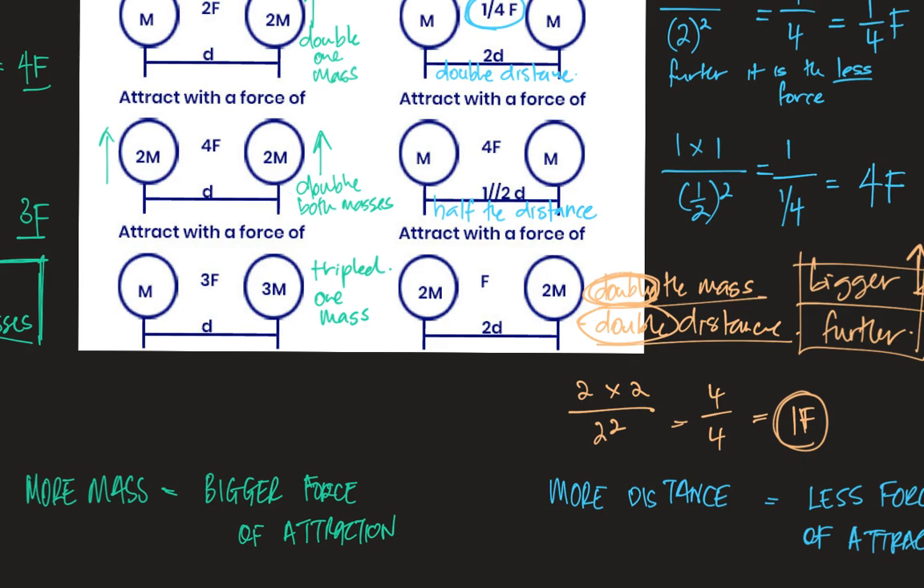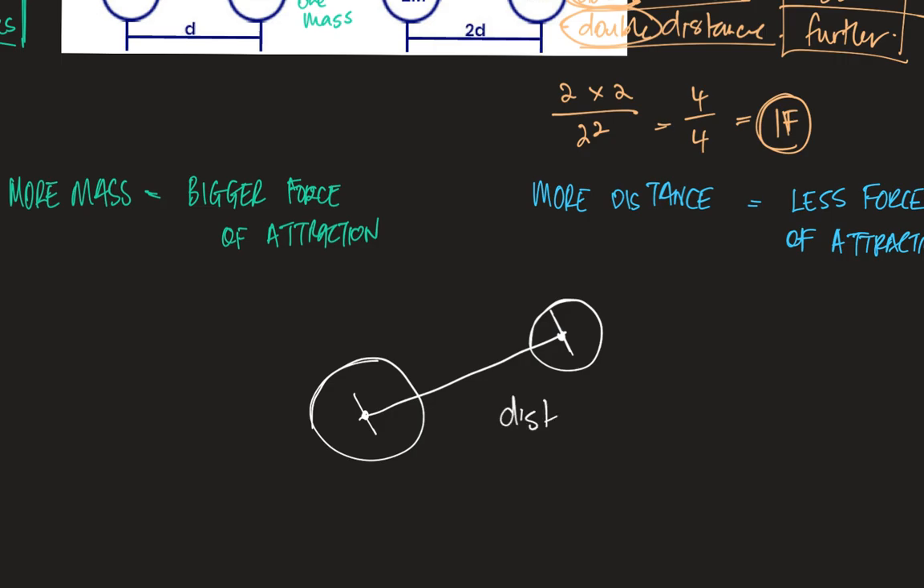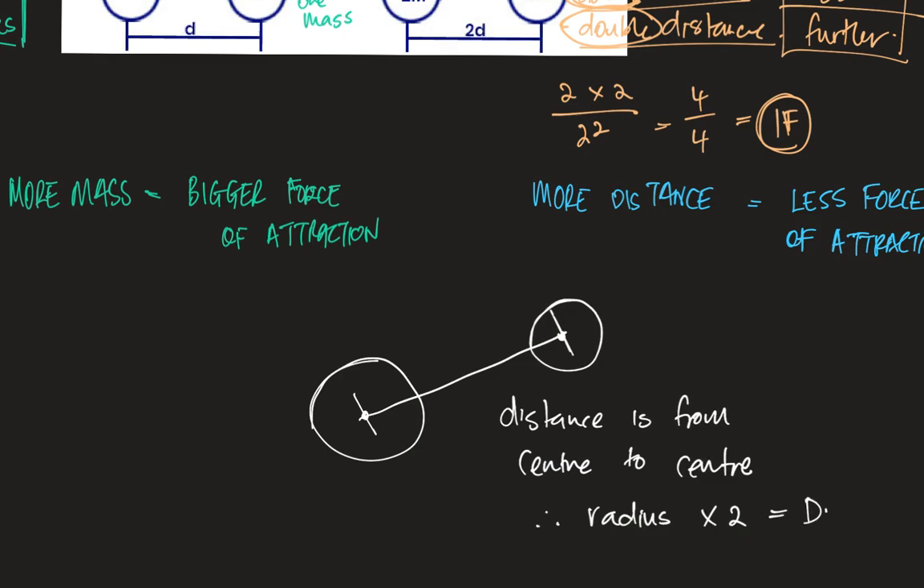Alright, so another thing that you've got to also remember, and I've spoken about this in previous videos leading up to this, is that if I had two circles or two planetary bodies, I'm looking at that distance. So the distance that we deal with is from the center to the center. Therefore, we know it's your radius times 2, and that gives me your diameter.